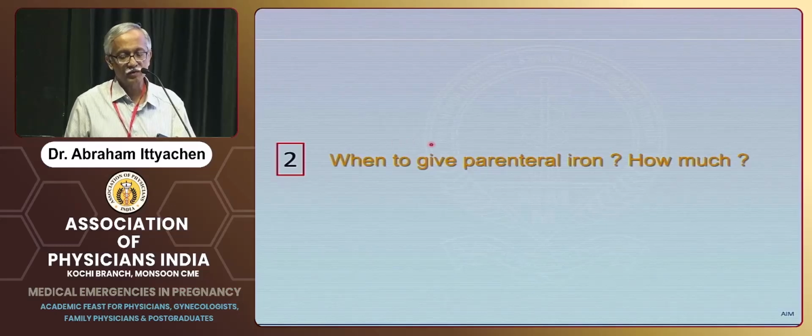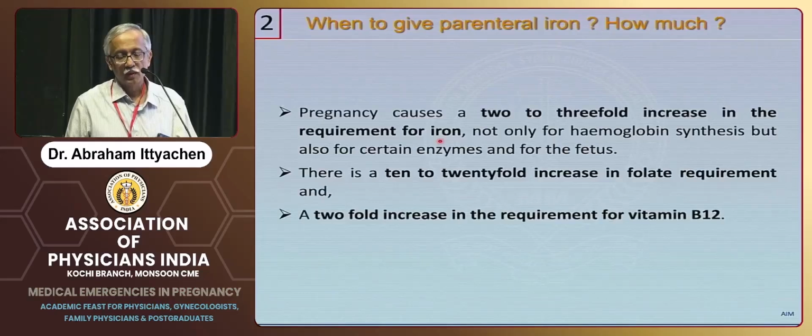Now, coming to the second question: when to give parenteral iron and how much? Let's go back to the basics. If you look at the requirement of iron, folic acid, and B12, the iron requirement goes up 2 to 3 fold, folate requirement 10 to 20 fold, and vitamin B12 2 fold. The way I remember it is, I usually club iron and B12 together, both by 2 fold, and folate 10 to 20 fold. That's the way I remember.